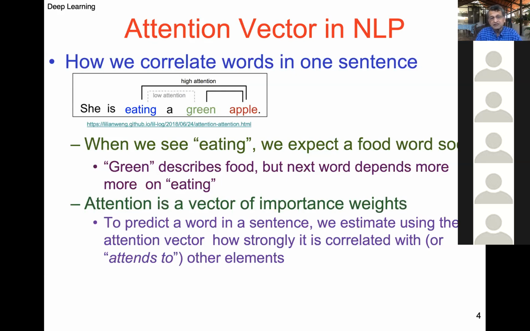So we're talking about a vector of some sort. So apple is preceded by, let's say, 1, 2, 3, 4, 5 words, and each of the words has a different level of importance. Eating has more importance than green. So we can say it's some number between 0 and 1, where eating gets a higher weight. So attention is a vector of importance weights. To predict a word in a sentence, we are estimating using the attention vector how strongly it is correlated or attends to other elements. So when we are predicting what that last word is, we look at the attention vector and it says eating is the one that has more importance.